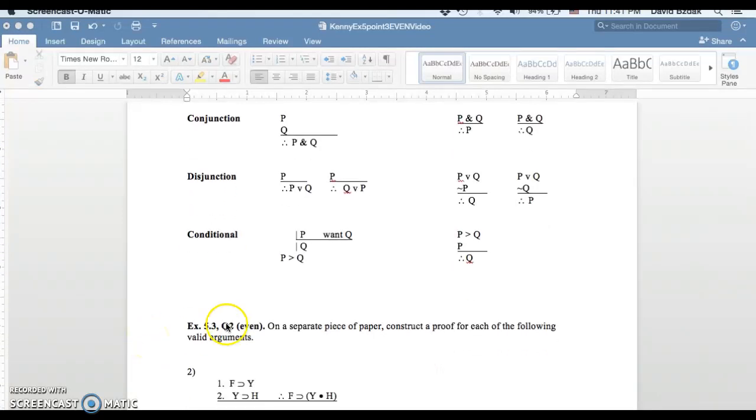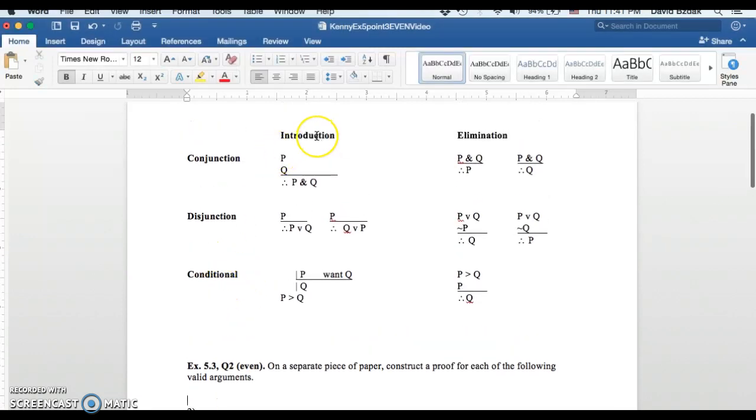This is exercise 5.3, Q2. I'm going to do some of the even numbered problems since the odd numbered problems are required for homework. For 5.3, we add one more rule. It's the conditional introduction rule.